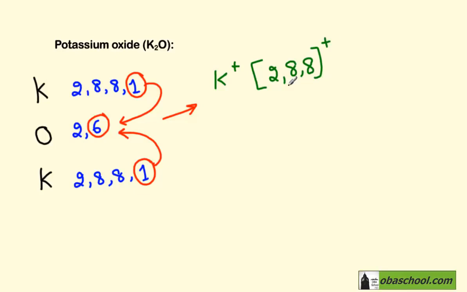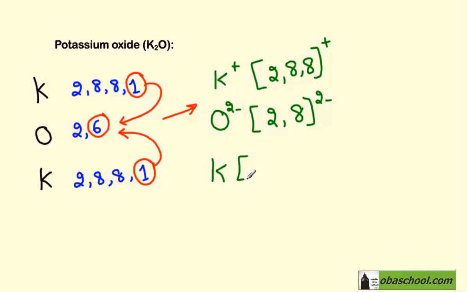Close the bracket and add the positive charge indicating loss of electrons. Oxygen becomes O2- because it gained 2 electrons. Its electron configuration is 2, 8. Close the bracket and add the 2- charge indicating gain of 2 electrons.